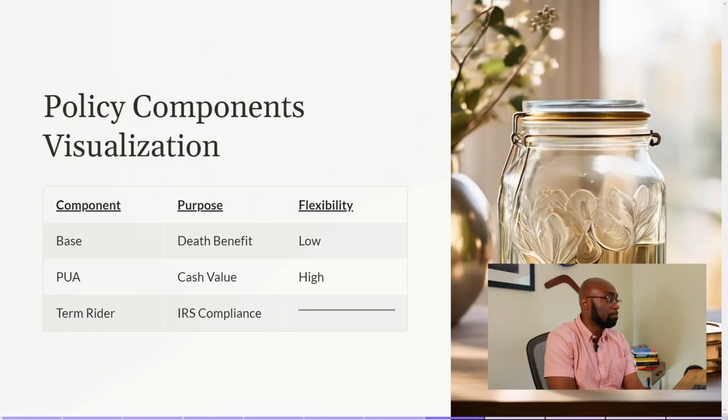So you have these various components, right? You've got the base, focusing on death benefit; PUA, focusing on cash value; flexibility for the PUAs is high, flexibility for the base is very low.